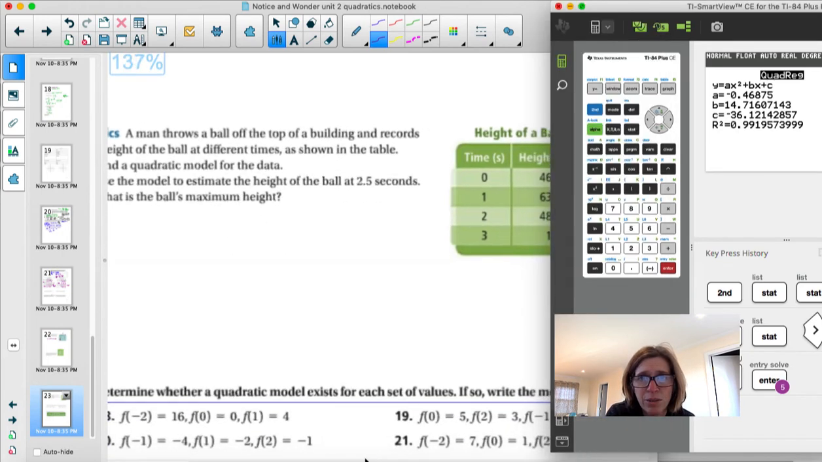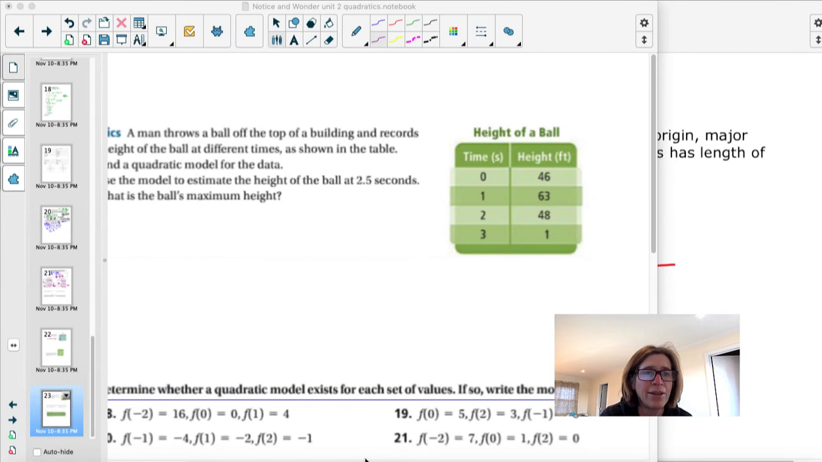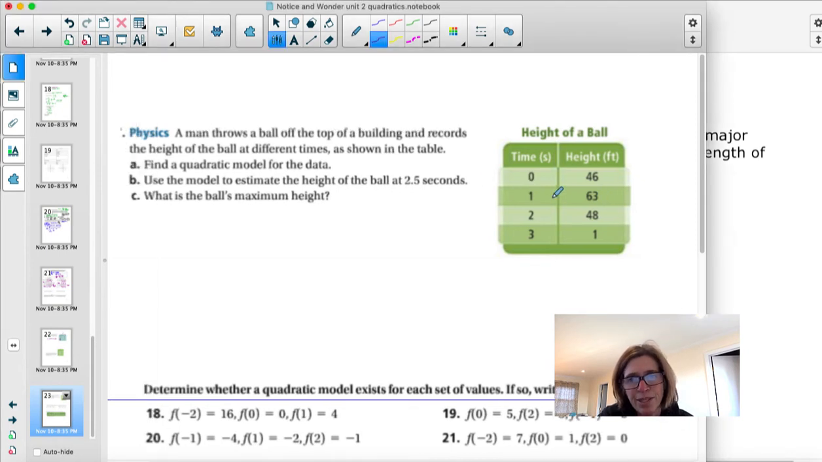I'm going to actually close out my calculator down here so that we have it. Okay, so he throws the ball off the top of a building, and these are the heights. And you can see that the y's are going up and then going back down. So, if you think about it over time, this is kind of what's happening. All right, so it says find a quadratic model for the data.